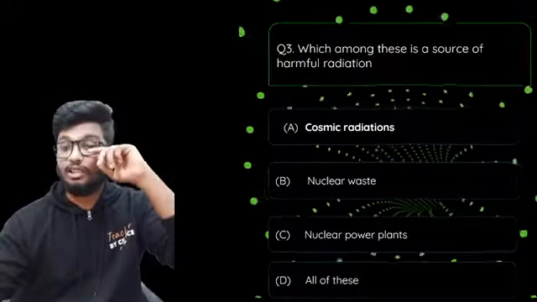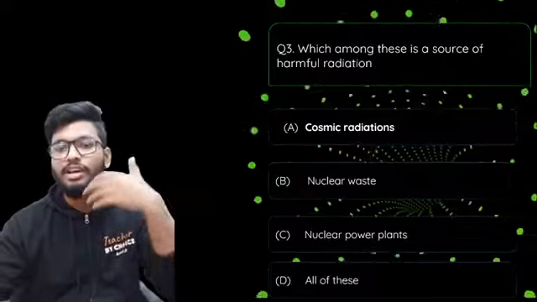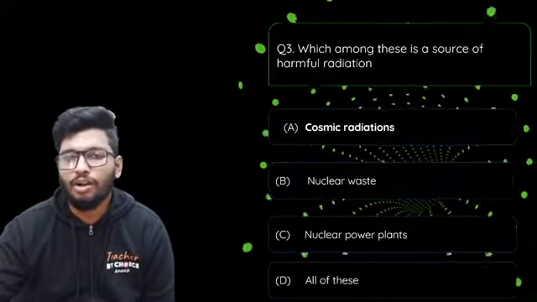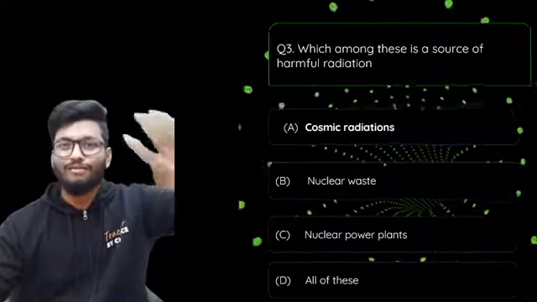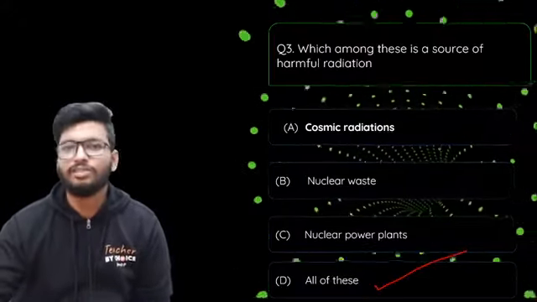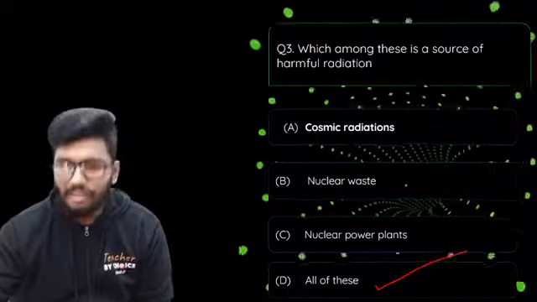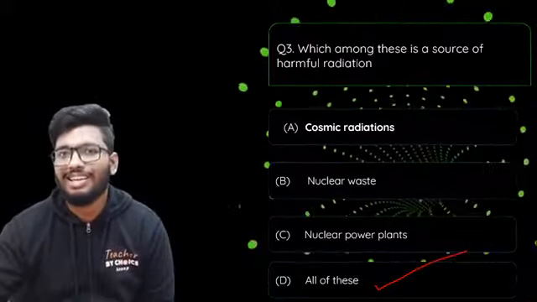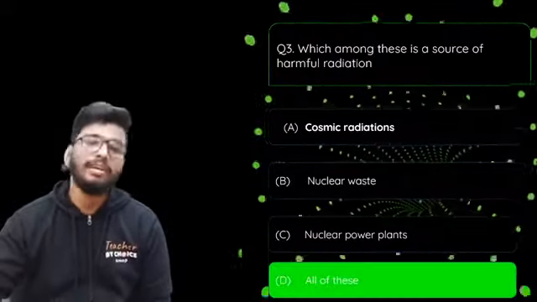Next one, which among these is a source of harmful radiation? Cosmic radiations, nuclear waste, nuclear power plants, or all of the above? And the answer in 5, 4, 3, 2, 1, all of the above, because cosmic radiations are also very dangerous. This can affect your DNA. Nuclear waste is also definitely dangerous, and nuclear power plants, if there's any leakage, that can also be super duper dangerous.